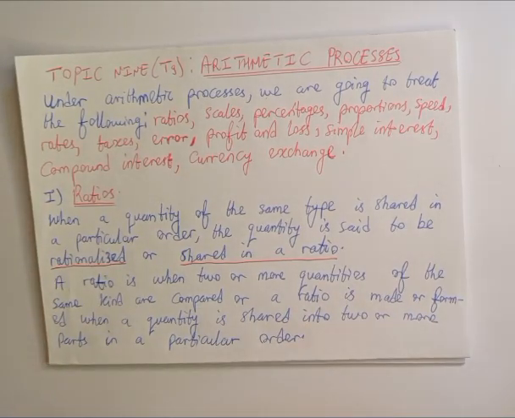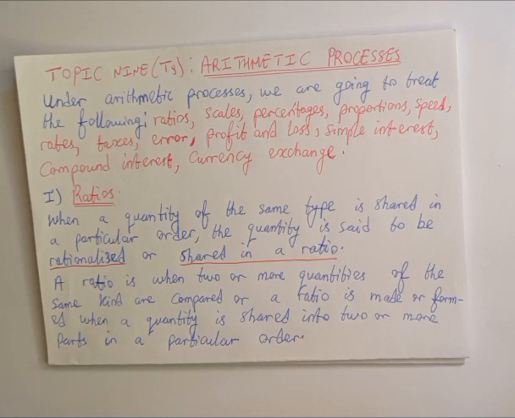A ratio is when two or more quantities of the same kind are compared, or a ratio is formed when a quantity is shared into two or more parts. For example, 10 oranges can be shared to two persons, with the first person taking 4 oranges and the second person taking 6 oranges. The same 10 oranges can be shared to two persons, with the first person taking 2 oranges and the second person taking 8 oranges. So those are examples of ratios.